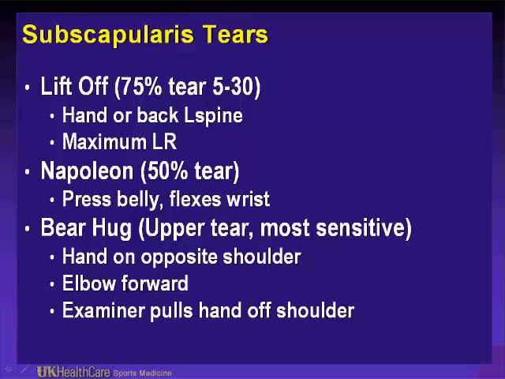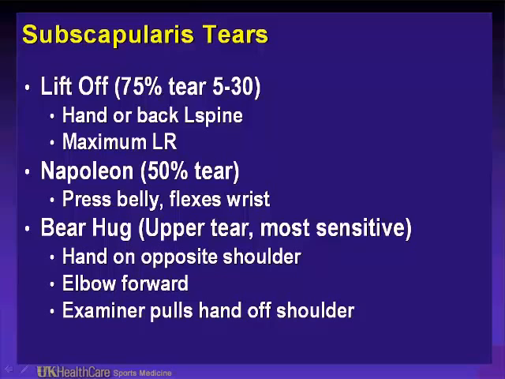Subscapularis tears, typically it's the superior half of the subscap that we're appreciating arthroscopically that has tears. There's several different tests that you can do. There's a lift-off test. Arm is back in a half Nelson position. You ask the patient to push against your hand, basically reproducing internal rotation. And this lift-off test is present in about 75% of tears.